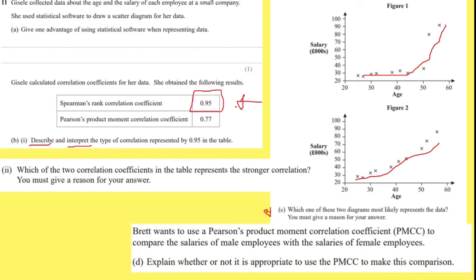Okay, Brett wants to use the Pearson's product moment correlation coefficient to compare the salaries of male employees and female employees. Explain why it's not appropriate. Well, essentially because you need bivariate data for Pearson's product moment correlation coefficient.